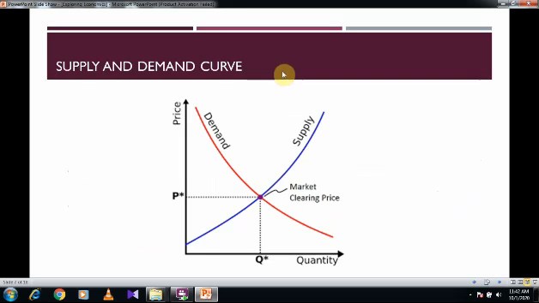As you can see here, this is called the supply and demand curve. This is the price and this is the quantity. As you can see in the supply curve, as the price increases, more quantity is being produced. If the price is high, I need to produce more because I want to sell more and I want to collect more profit. The demand curve is the total opposite. As the price decreases, more and more people start to buy.